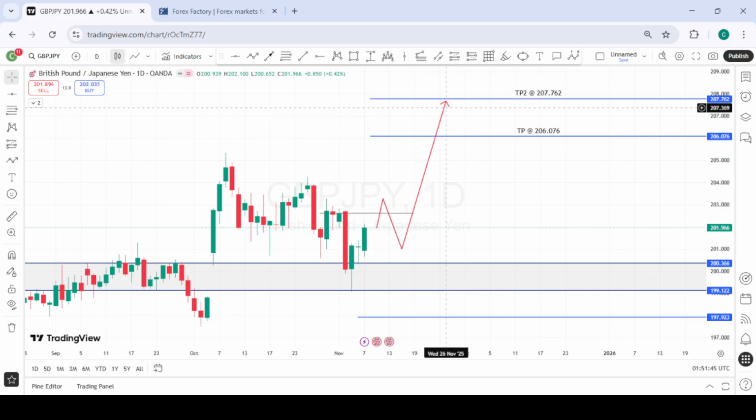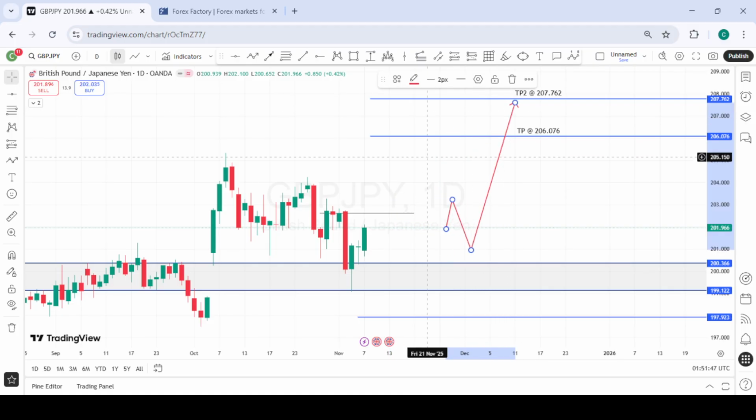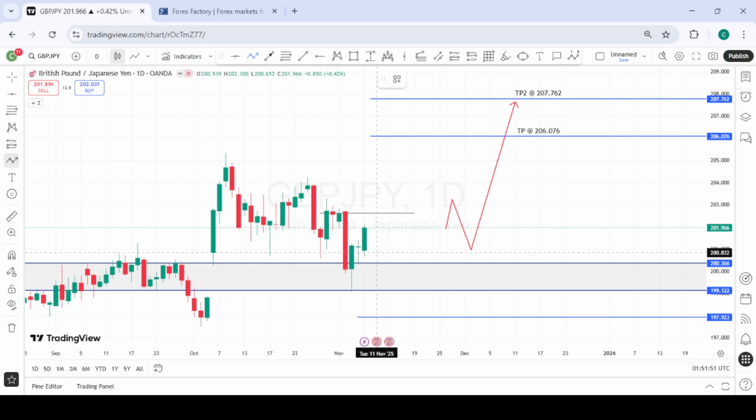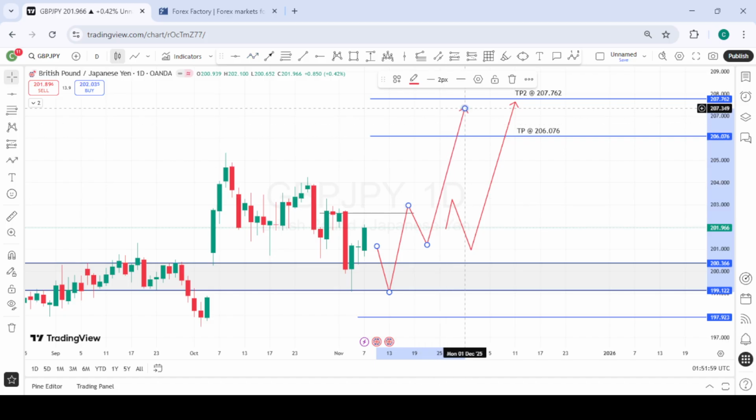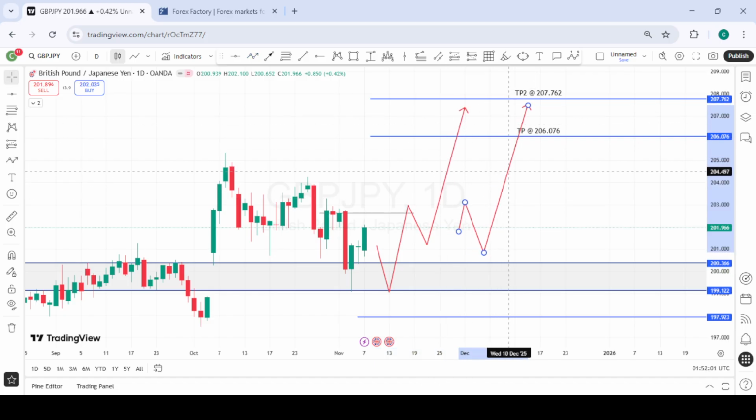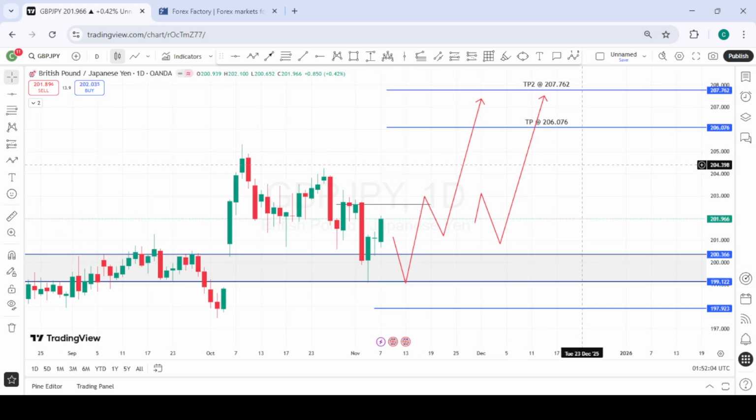Alternatively, if price gives us something like a double bottom formation, or price pulls back into this zone and gives us any reversal confirmations anywhere here, we'll still be interested in taking the buys to the upside. So let's be on the lookout for these confirmations before we take any further action on GBPJPY.